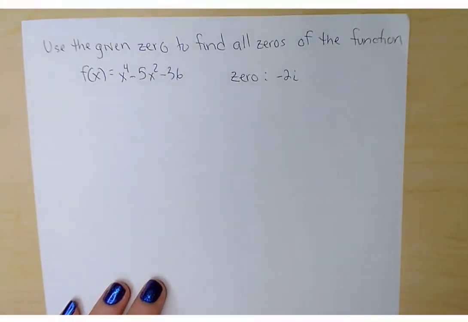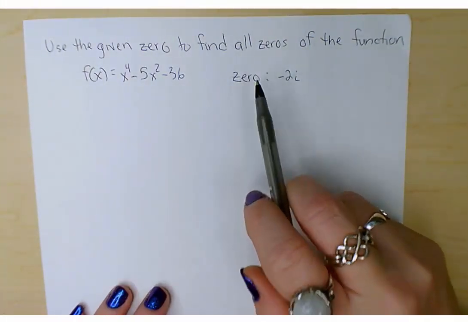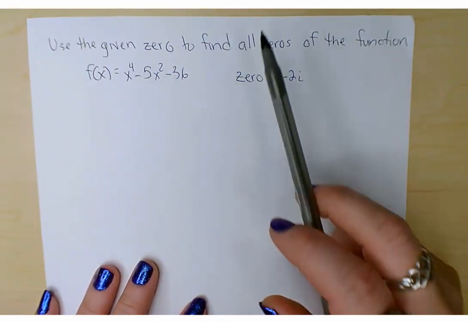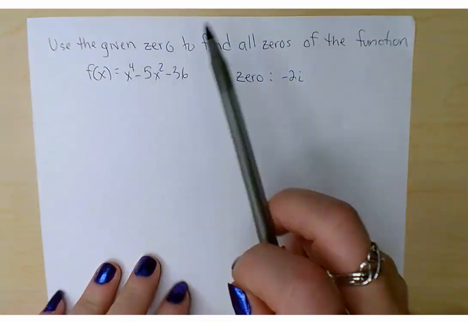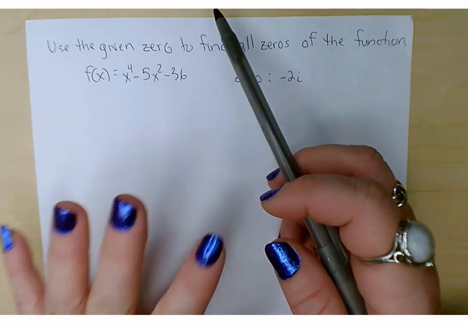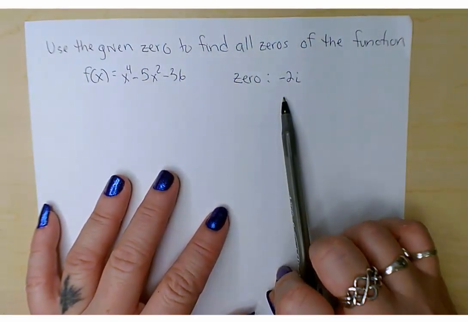All right, so let's use the given 0 in order to find all zeros of the following function. So this is our function that we need to solve here. This is a fourth degree function, which means that we should have 4 solutions to this function here. They've given us one of them.